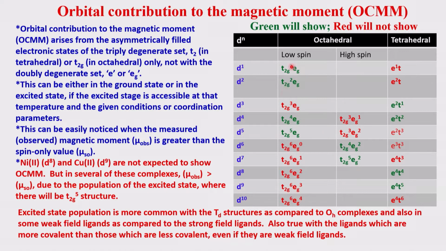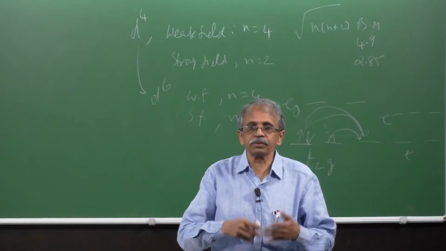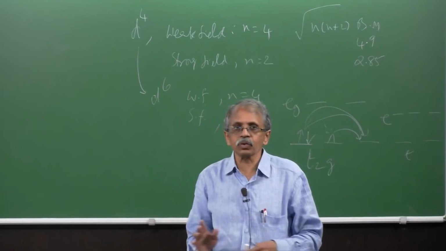Okay. So for low spin versus high spin, d1, d2, d3 do not make any difference, only d4 onwards it will make a difference for high spin. So the d4, d5 low spin have an orbital angular momentum, and these do not have. You do not need to memorize, you just need to simply put the electron and see whether it is in an unsymmetrically filled t2g or is it in the eg. That is all you need to know.